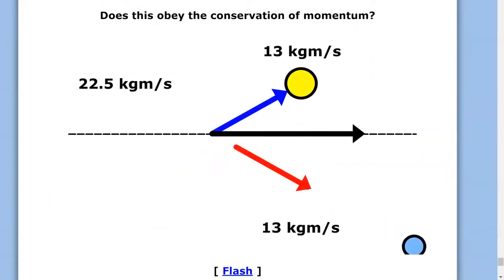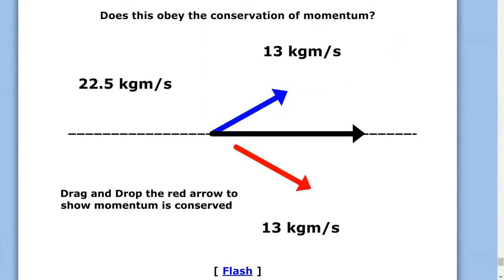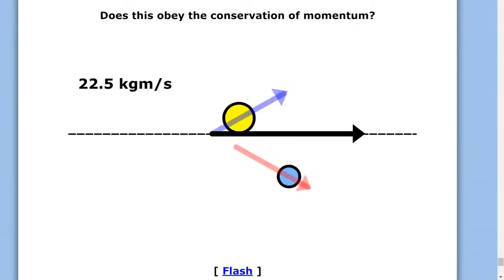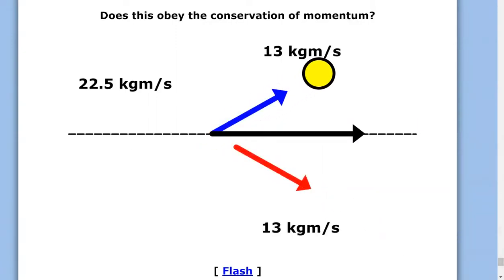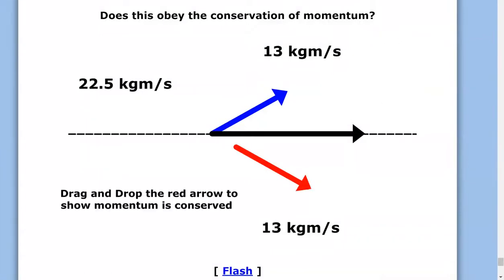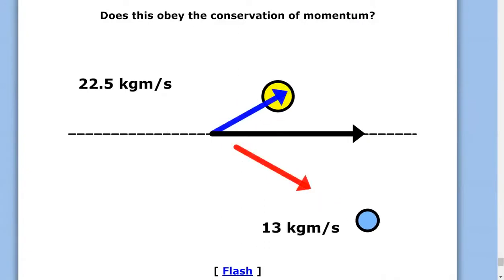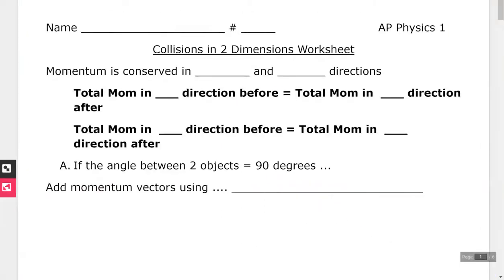In the beginning, the yellow sphere only has one direction, and it has no y momentum. It only has x momentum. When we look at the two spheres afterwards, the top sphere has x and y momentum, and the bottom sphere has x and y momentum. And what we'll learn a little bit later is that the x momentum before equals the x momentum after. The y momentum before equals the y momentum after, and that's what we're going to get into today. So this is collision in two dimensions.